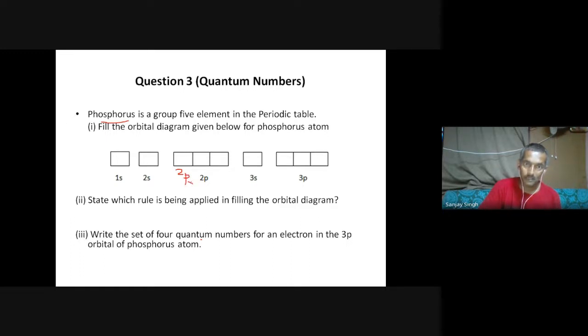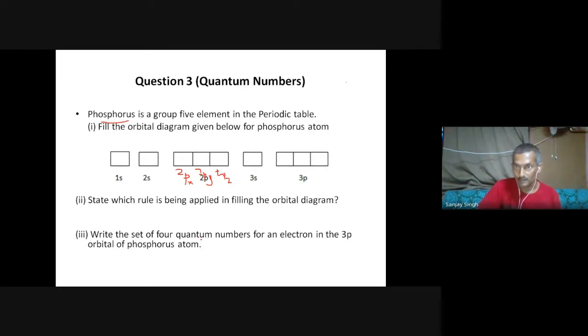So that's your 2px. This is your 2py. Now what do x and y signify over here? This is your 2pz. Okay, still remember? This is just the orientations of the electrons in the different planes. Over here, the electrons are oriented in the x-axis. Over here, the electrons are oriented in the y-axis. And over here, that's your 2pz, with electrons oriented in the z-plane.